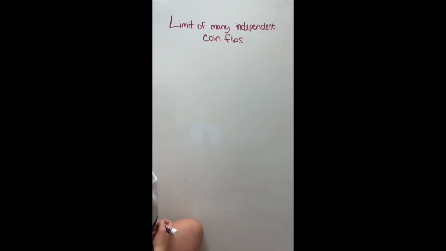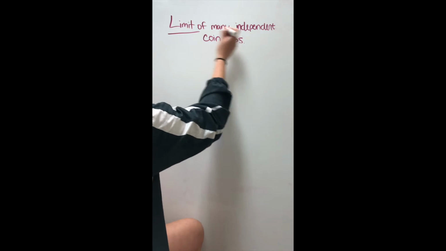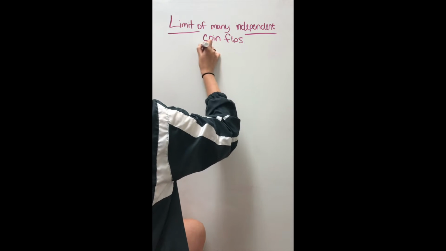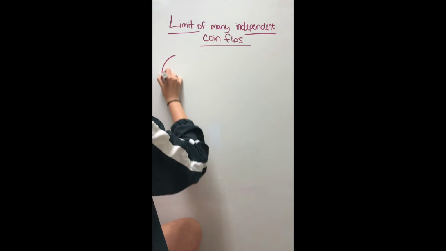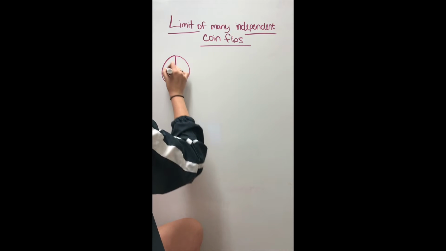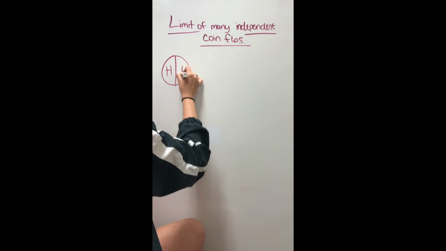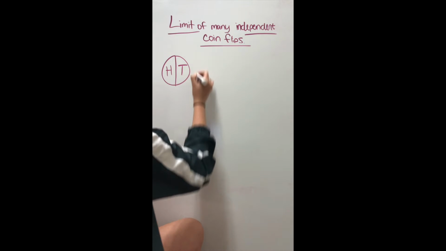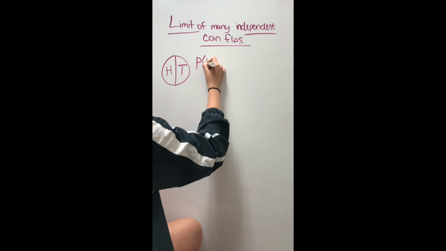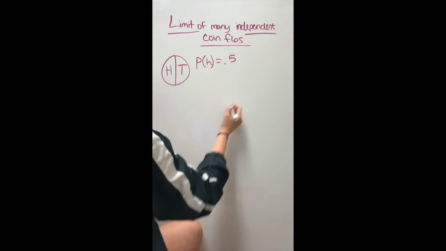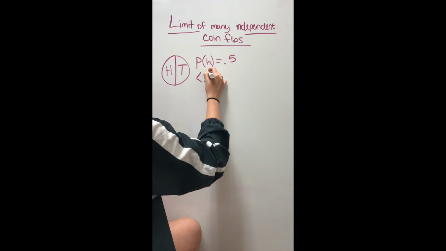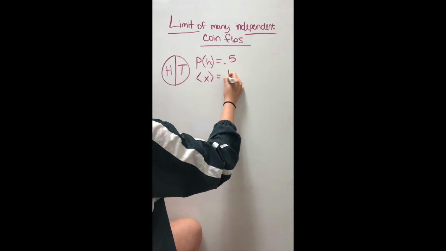Another way to describe the normal curve that we will attain by the end of this example is the limit of many independent coin flips. With any given coin, there is an original probability that heads will show up half the time, while tails will show up the other half. This makes our probability of flipping a head equal to 0.5 and our expected x value equal to 1/2.